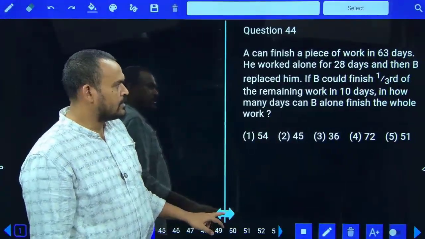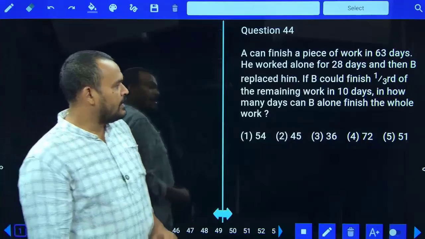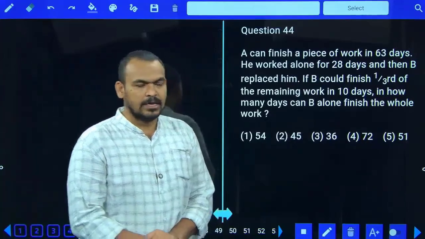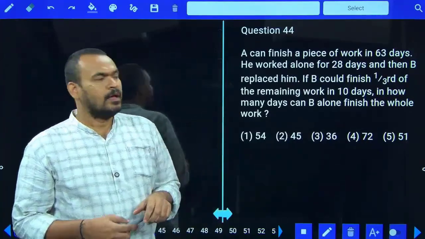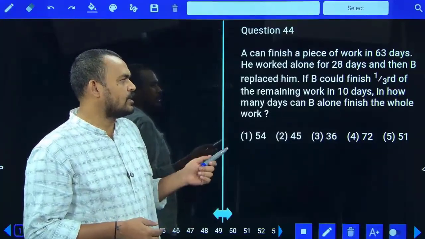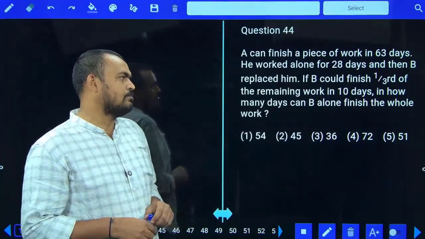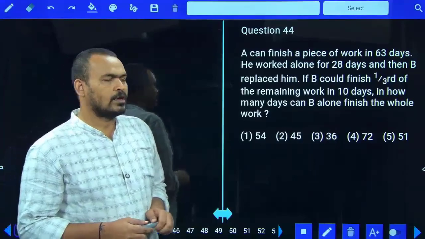A can finish a piece of work in 63 days. A worked alone for 28 days and then B replaced him, and B could finish 1/3 of the remaining work in 10 days. In how many days can B alone finish the whole work?